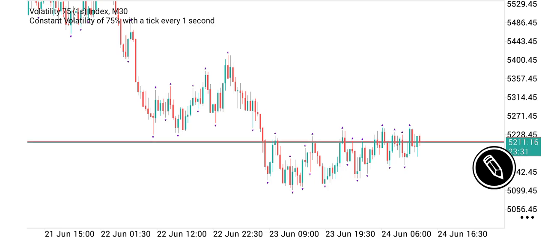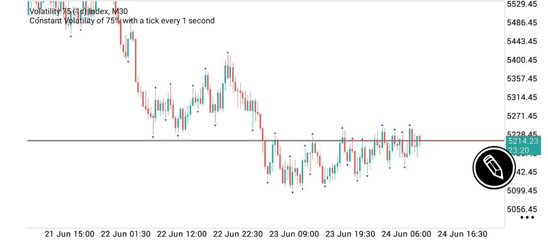Today, we're going to be talking about liquidity, that is, where price is most likely headed. This lesson today introduces one of the most powerful concepts in modern trading, but I'm going to try as much as possible to keep it as simple as necessary.